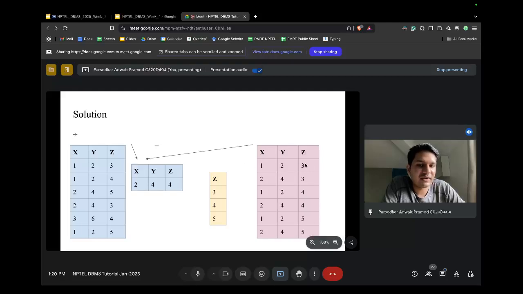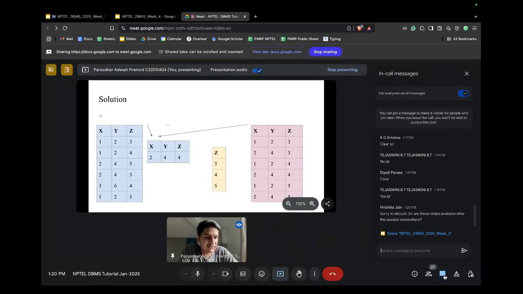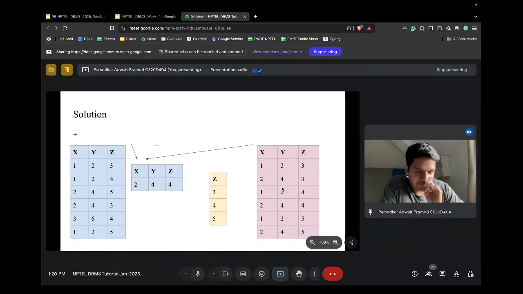So I see that 1 2 3 2 4 3 is present in the pink table and the blue table. So the subtraction, yeah, these slides are available after, these slides would be available. I would upload it in a Google Drive. Okay.